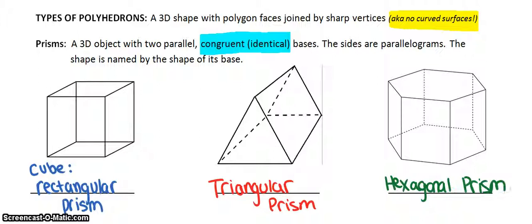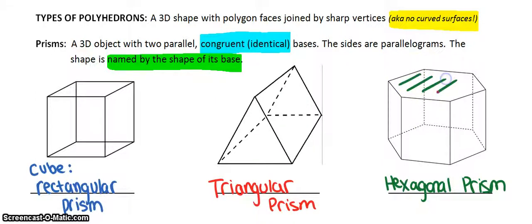And this is where I said the shape is named by the shape of its base. So the base of this particular prism, for example, would be the hexagon shapes. And you know which one the base is by which two shapes are parallel. So you see, if you can kind of look through the shape, these two hexagons would never intersect. They're parallel to one another. So those are the bases, and it's named by the shape of the base. So what type of prism is this? We'd say a hexagonal prism.